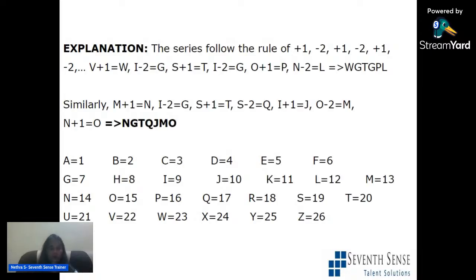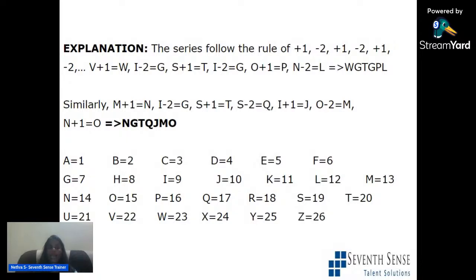The series follows the rule of plus 1, minus 2, plus 1, minus 2, plus 1, minus 2. So here, vision: V plus 1 is W, I minus 2 is G, because V's next letter is W, I's previous second letter is G. S's next letter is T, and N's previous second letter is L. That is, vision is coded as WGTGPL. In the same way, if we consider mission, that is NGTQJMO. So this is the correct answer.